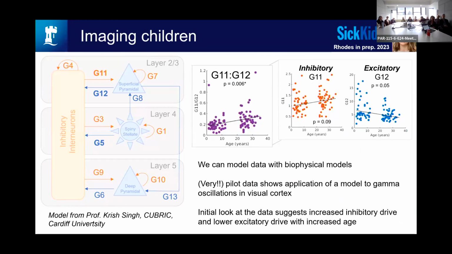And again, this is very new, but this is if we apply a DCM, so a sort of canonical microcircuit model of what's going on. This is work by Krish Singh. So Krish developed this model, so don't ask me too many questions about it, because I don't know how it works. But you basically fit the gamma band data and you try to understand what's going on. Again, this is work led by Natalie at Sick Kids, and we can get quite nice differentiation between inhibitory and excitatory processes going on in this microcircuit, and the inhibition seems to go up, and the excitation goes down with age.